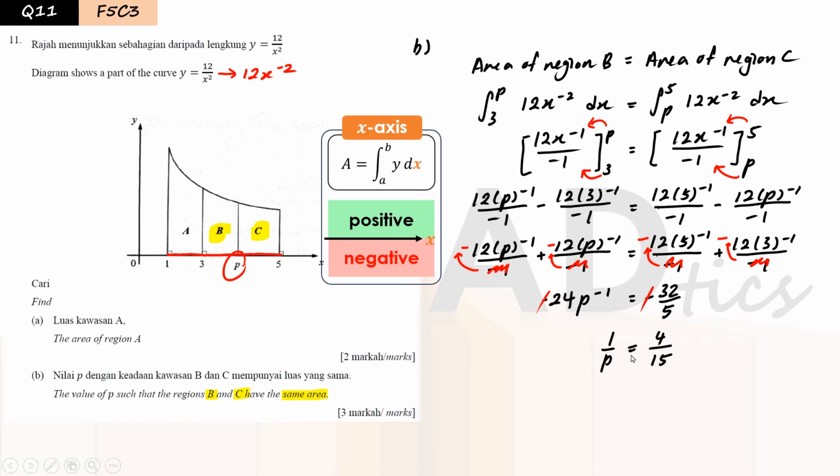What I will do here, because we want to find the value of p, is flip above and below for both sides, left and right. And we can find out the value of p, which is 15 over 4. Why here is just p is because once we flip, it is p over 1, which is also p. So yes, we have found our p value, which is 15 over 4.